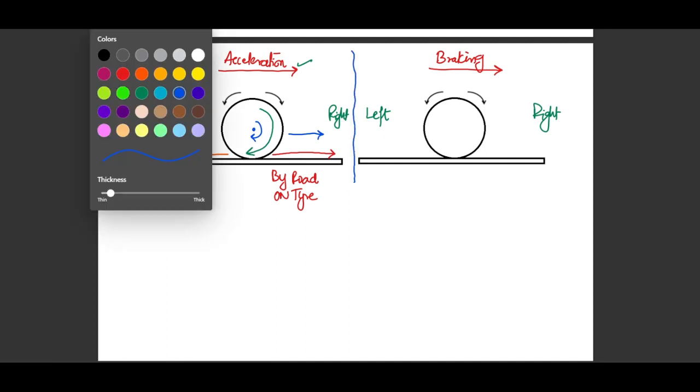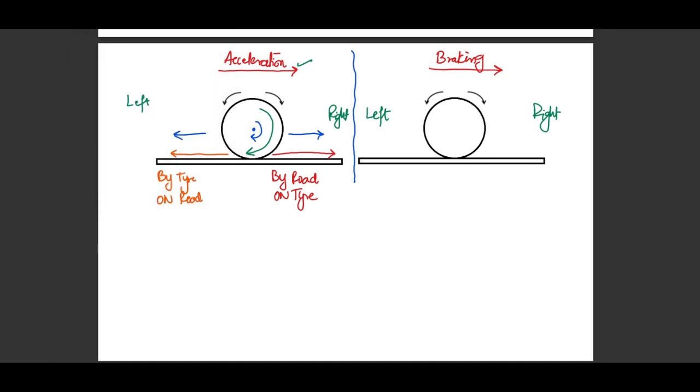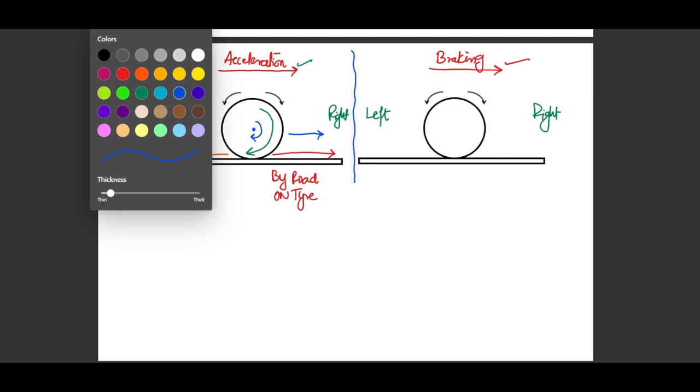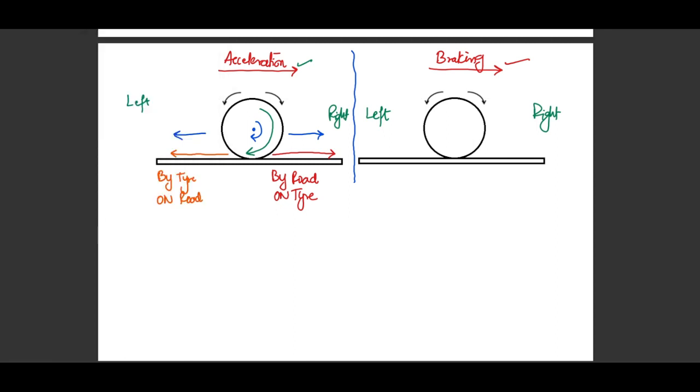Let's look at it in perspective of braking. How does that work? During braking, the object is moving in the right direction, so the tires are already moving in this direction. But if you want to stop this from happening, if you want to resist it, then the tires should try to rotate in this direction so that the object eventually starts to stop.